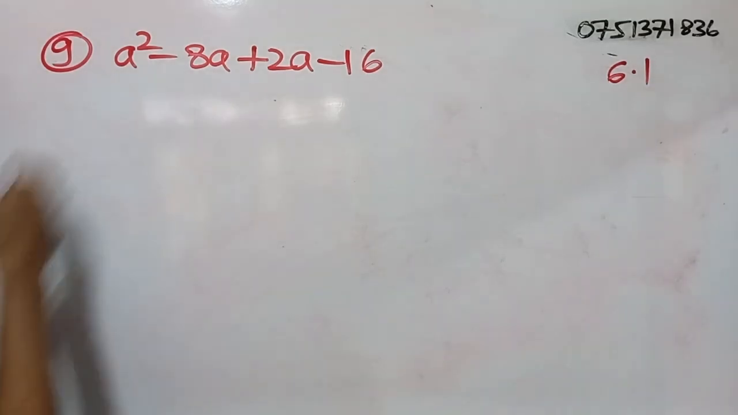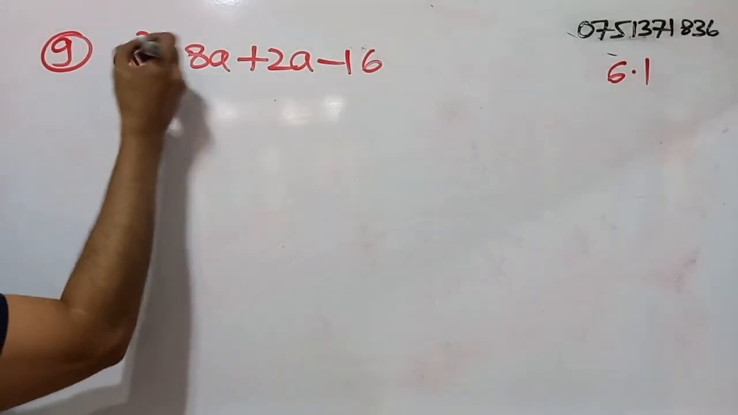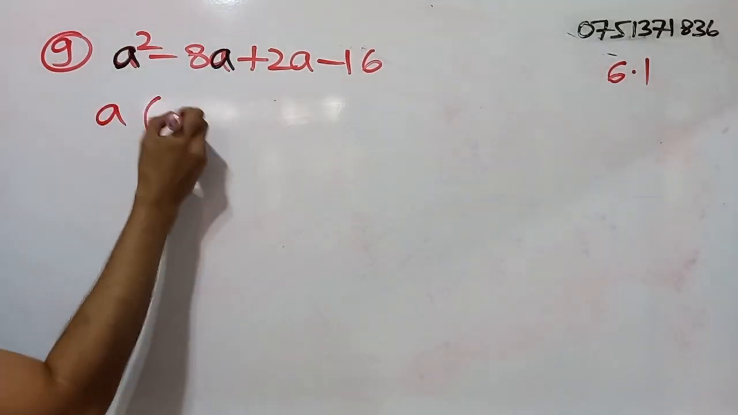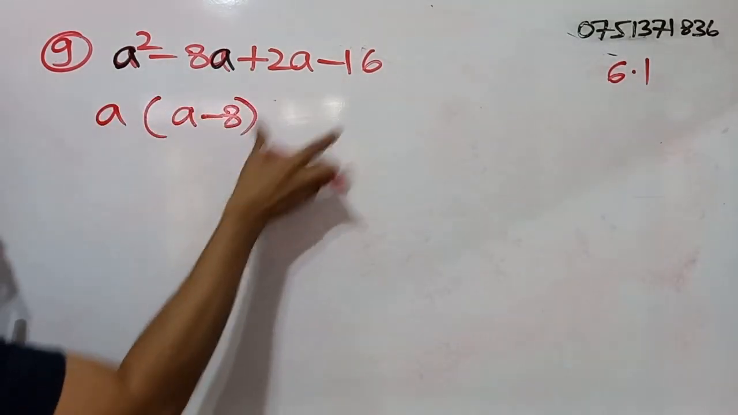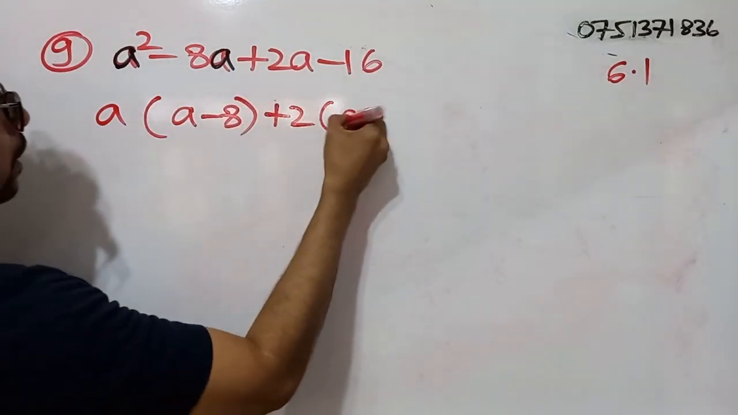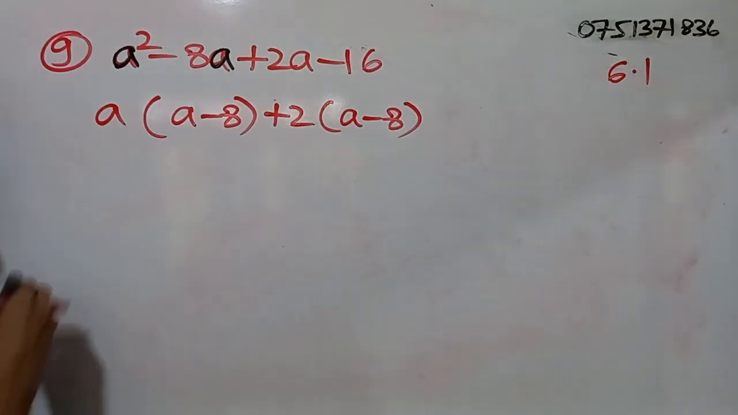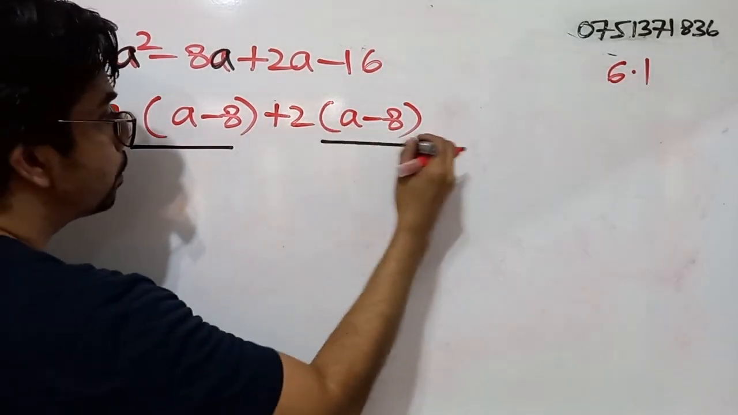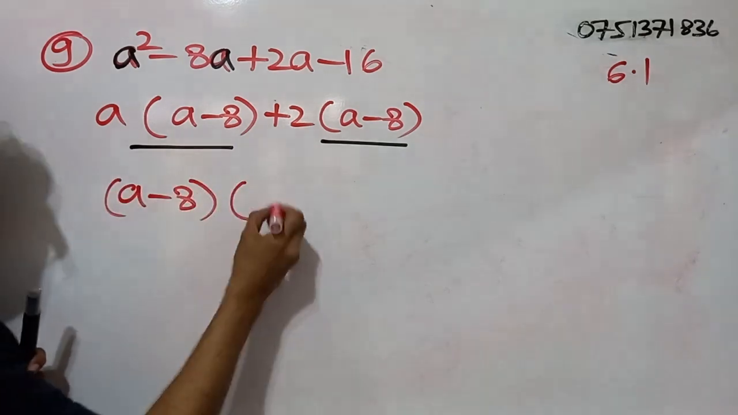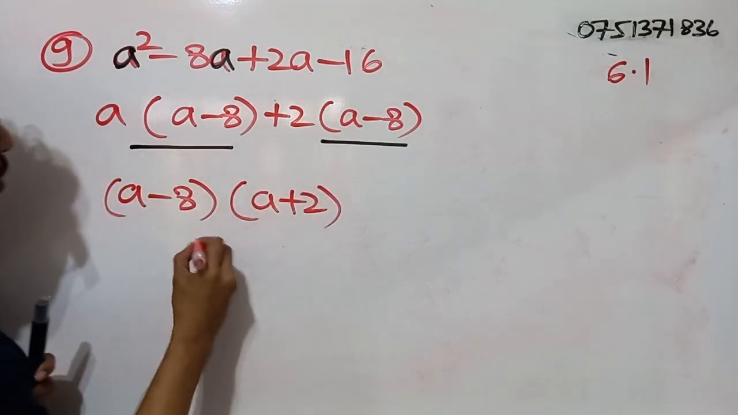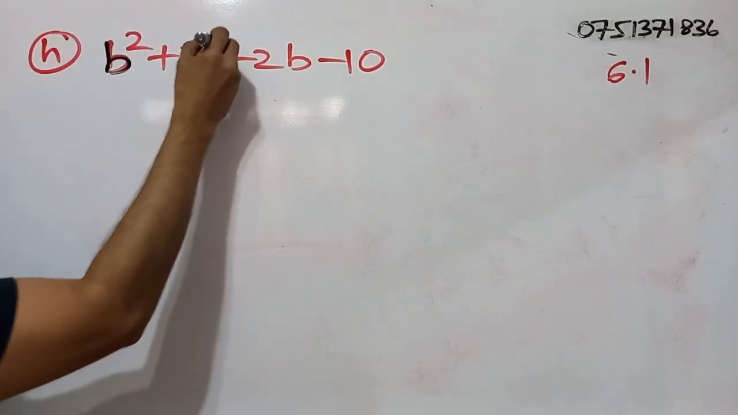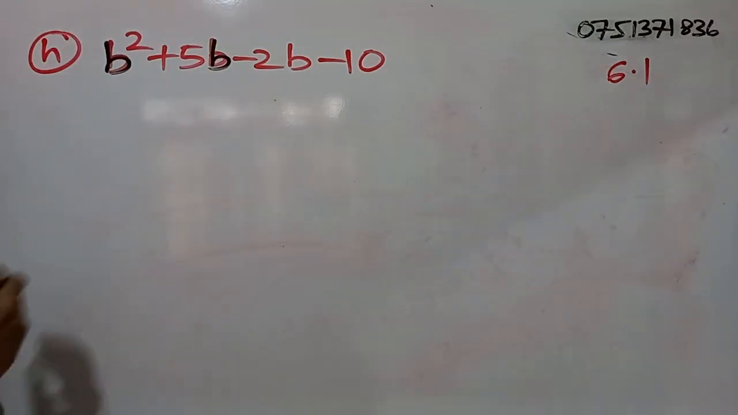Okay, so when we consider these two terms, a is a factor. So a, what goes inside? A minus 8. When we consider these two terms, plus 2 is a factor, so a minus 8. Now, these two expressions are common, so what goes inside? A minus 8, a plus 2. This is the answer. So when we consider these two terms, we can clearly see simple b is a factor.